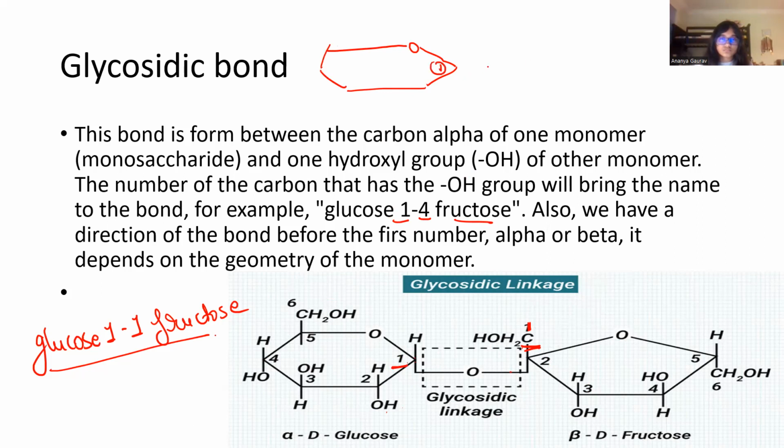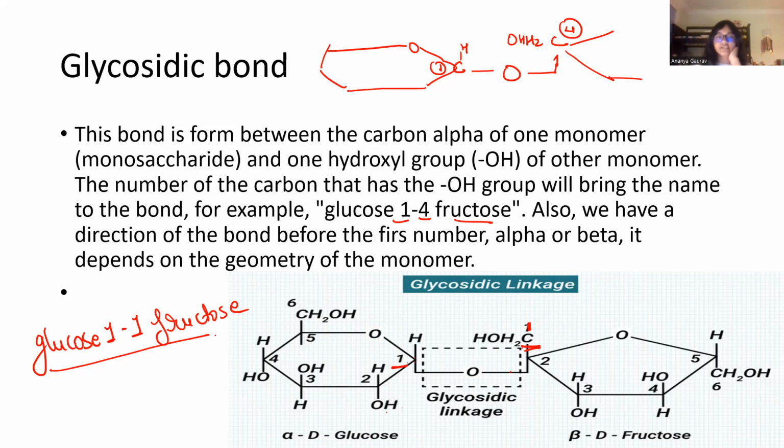It should be 1 here, carbon, H, 4, then O, this should be C, CH2OH, and then it makes a bond like this. Then here it should be numbering, labeling, it should be 4 here. 4.